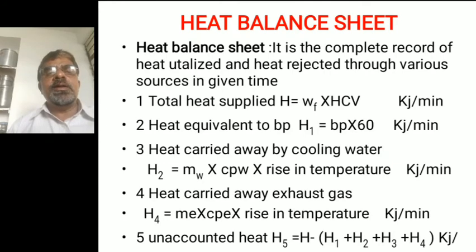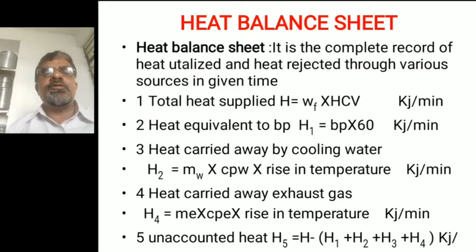The second item is heat equivalent to BP, that is H1. H1 is equal to BP into 60, where BP is the brake power of the engine. The unit of this one is kilojoules per minute.